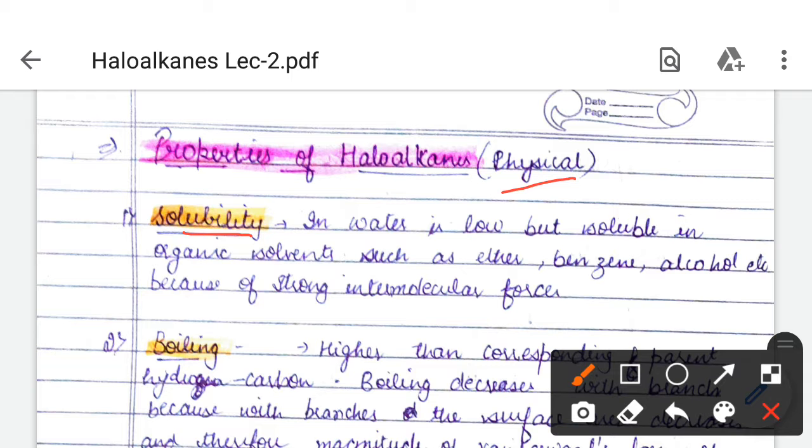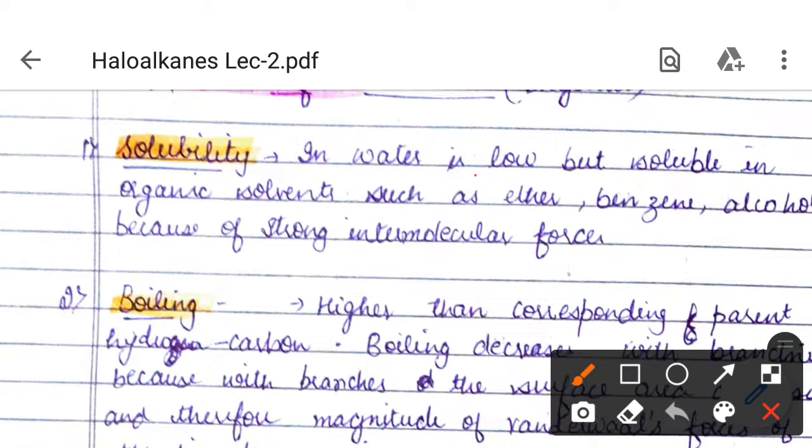So solubility in water is low, and they are soluble in organic solvents.